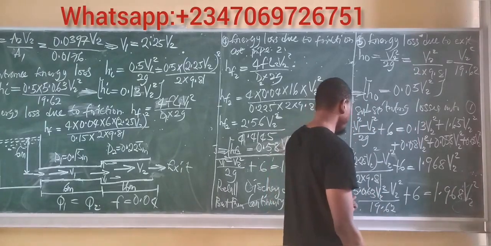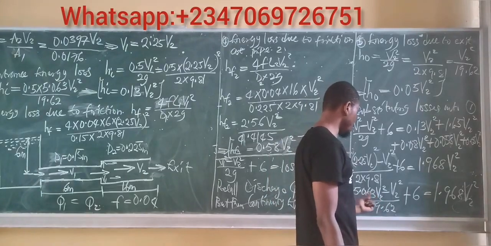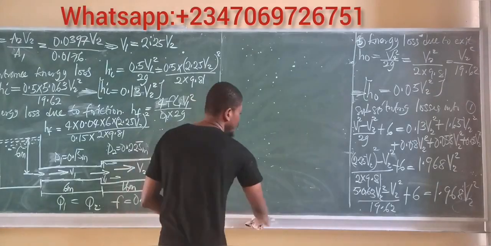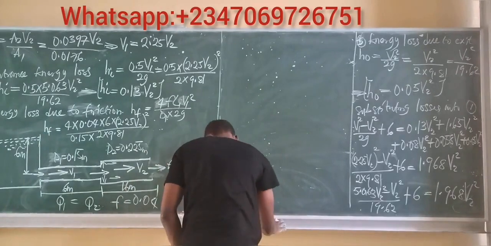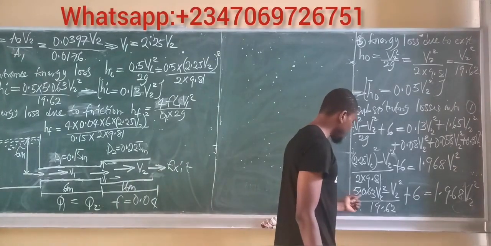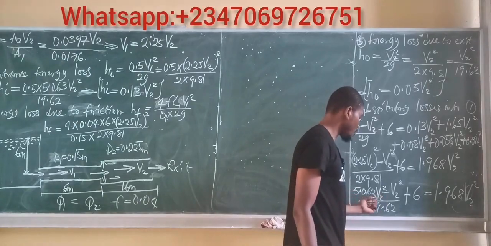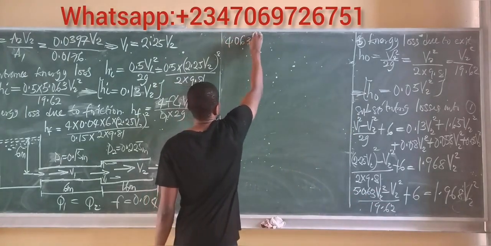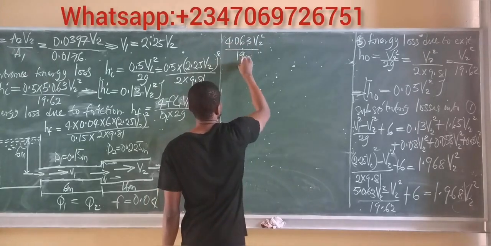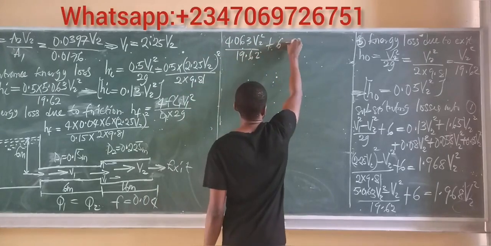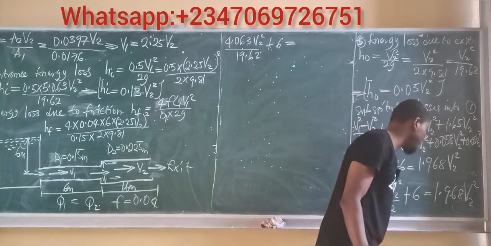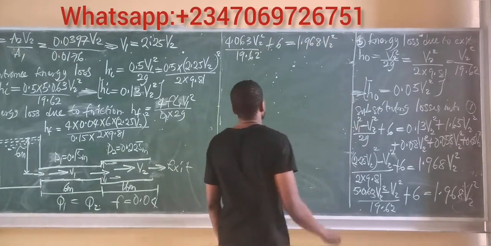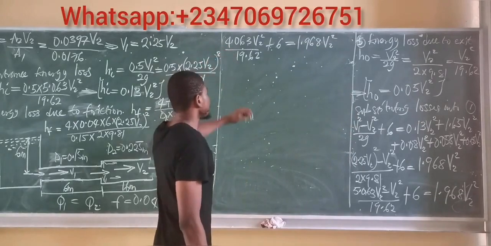Now, we obtain 5.063 V2 squared minus V2 squared. That will give us about 4.063. So 5.063 V2 squared minus V2 squared will give us 4.063 V2 squared all over 19.62 plus 6, and that's equal to the sum of the losses, 1.968 V2 squared. So give me 4.063 divided by 19.62.